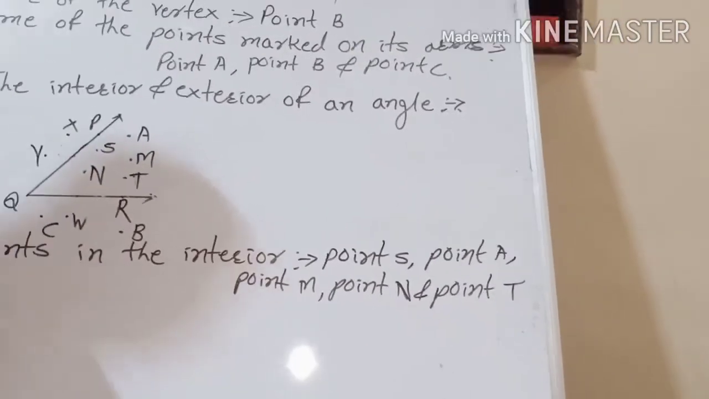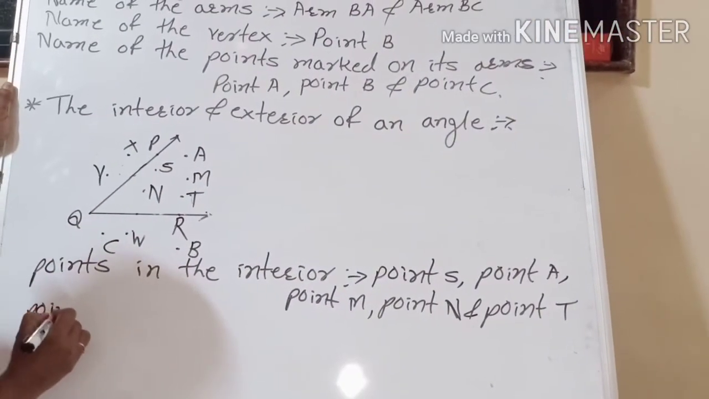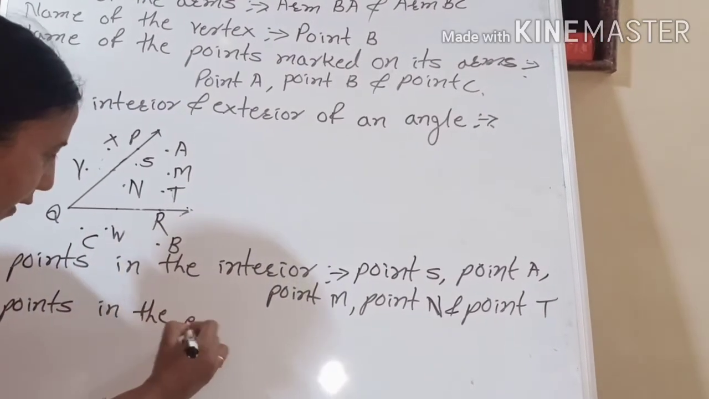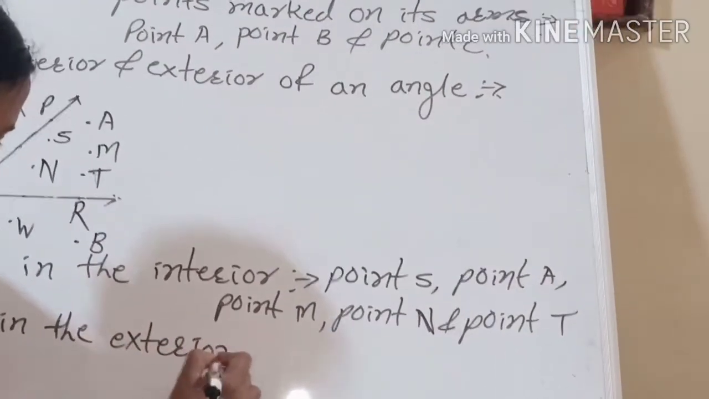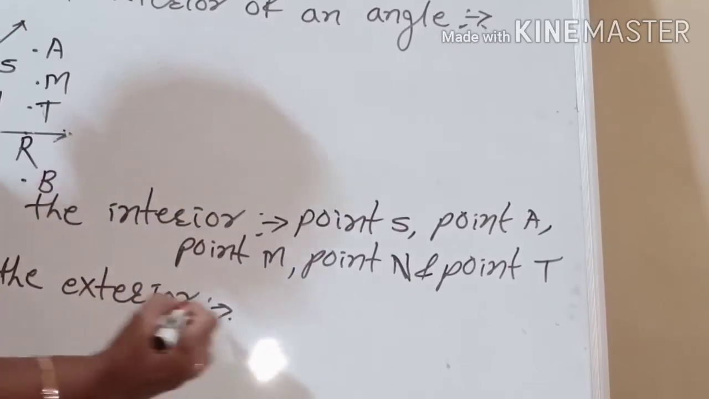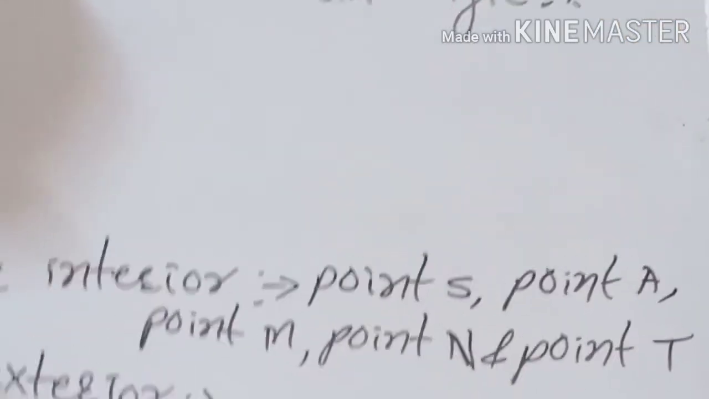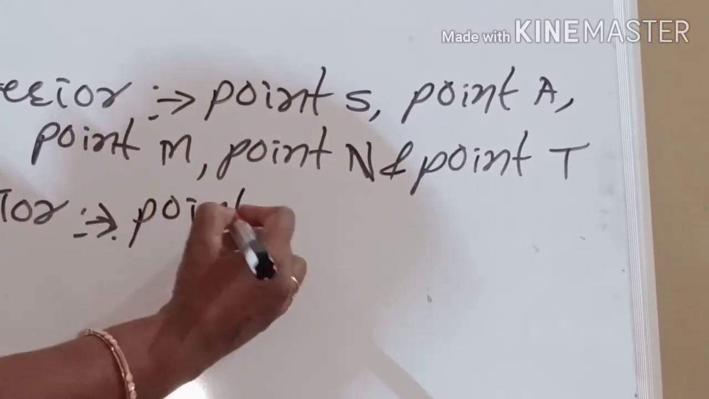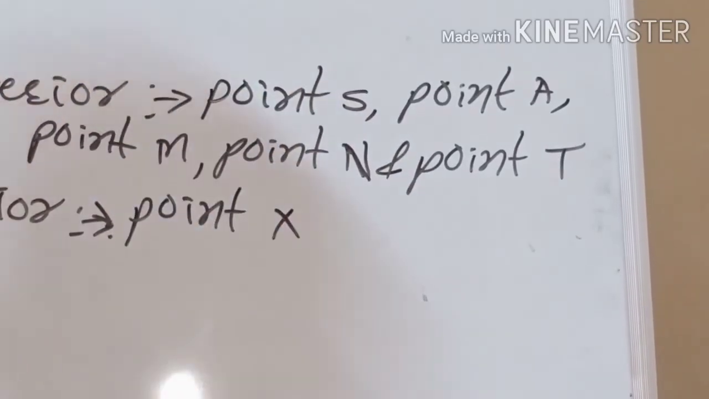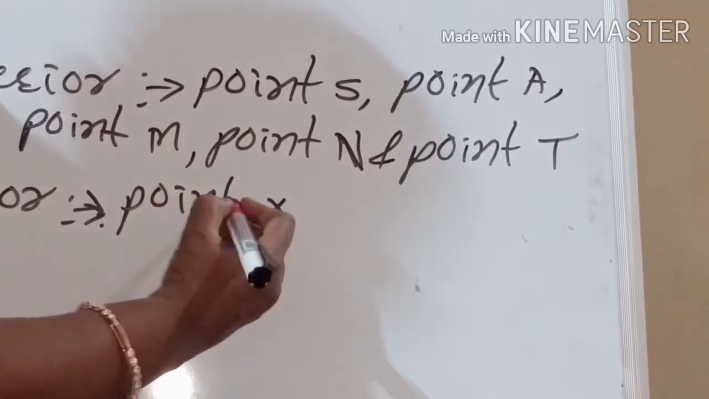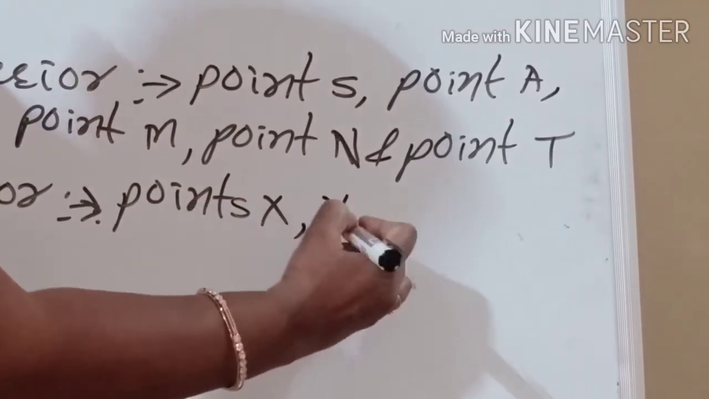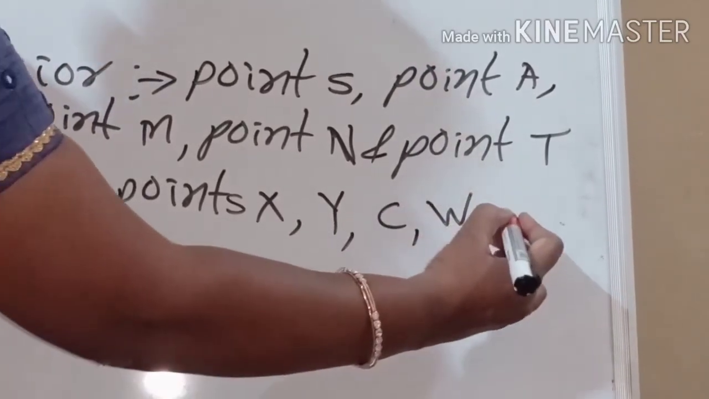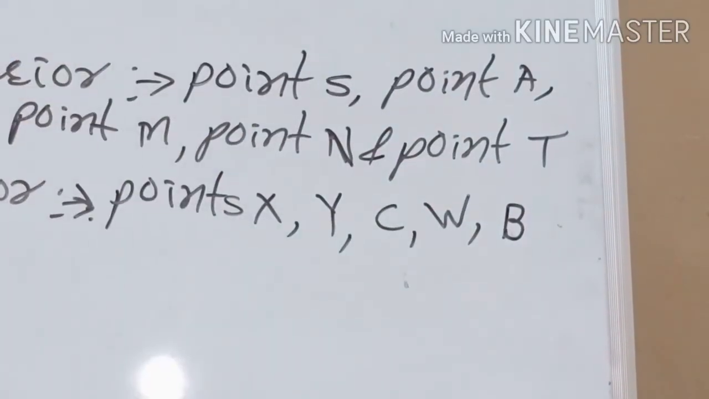Then we learn points in the exterior. Points in the exterior. पॉइंट्स इन द एक्सटेरियर. एक्सटेरियर मध्ये कोणकोणते पॉइंट आहेत बघा? पॉइंट एक्स, पॉइंट वाय, पॉइंट डब्ल्यू, पॉइंट सी अँड पॉइंट बी. एकत्रच मी या ठिकाणी पॉइंट्स लिहिते, पॉइंट एक्स, वाय, सी, डब्ल्यू अँड बी. These are the exterior points of the angle.